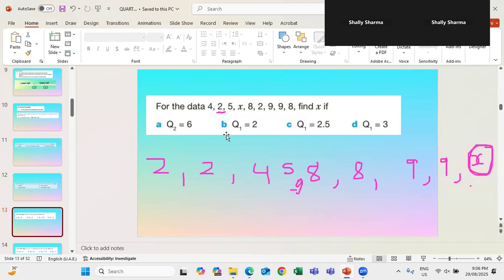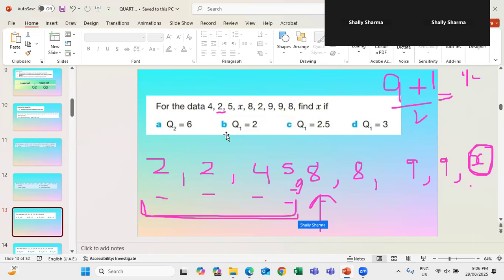So how to find out Q1 first of all? Fifth value, because 9 plus 1 divided by 2, that is 10 by 2, the fifth value. So 1, 2, 3, 4, 5. This is that value for now. Then this is my lower half. This is the lower half of the data values. Q1 is 2.